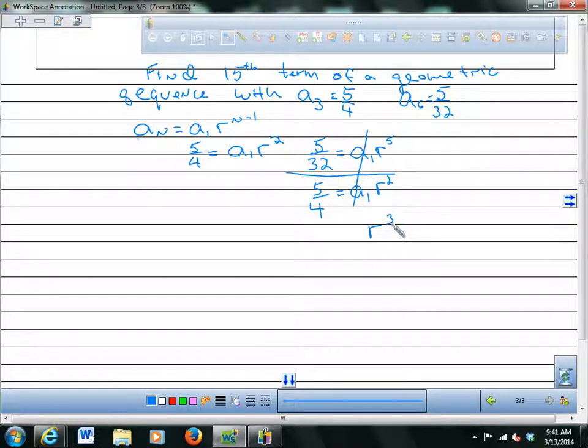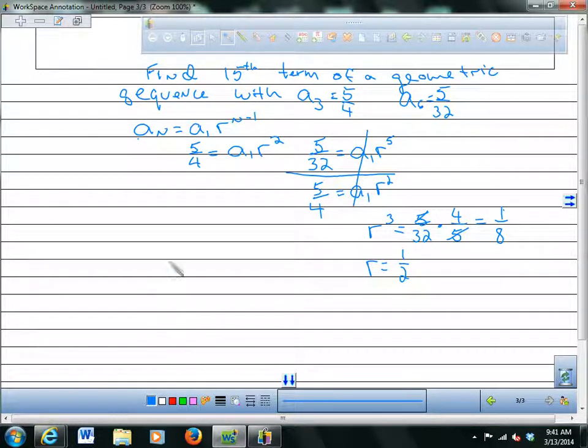Third equals 5/32 divided by 5/4, which I copy, dot, flip: 5/32 times 4/5, right? The 5's go away and I get what? 1/8. And so if r cubed is 1/8, then r is, what's the cube root of 1/8? 1/2, okay? So that's kind of a tricky one.